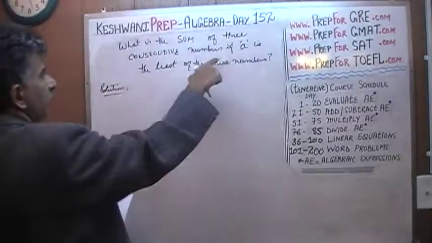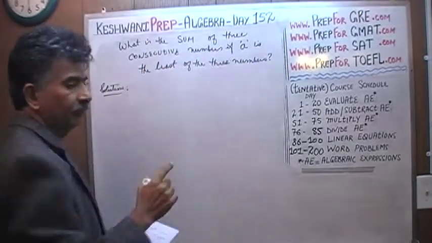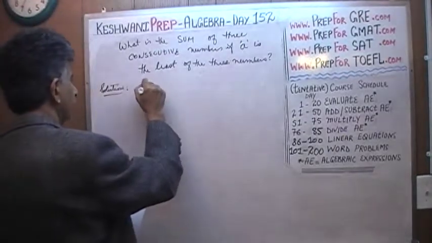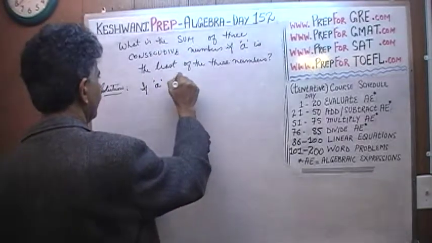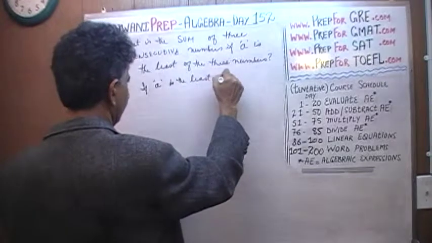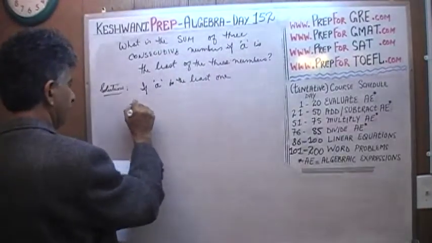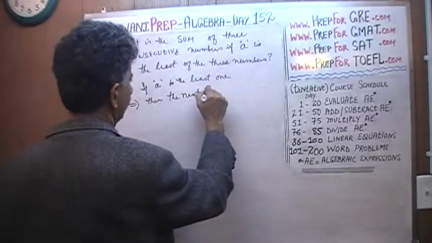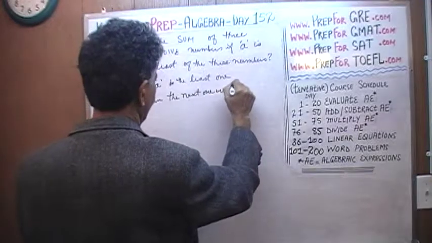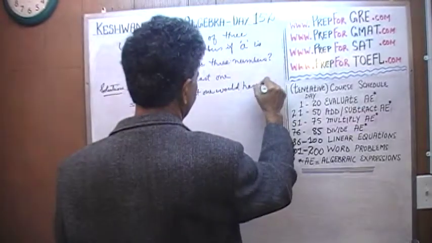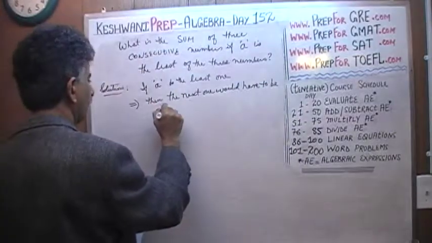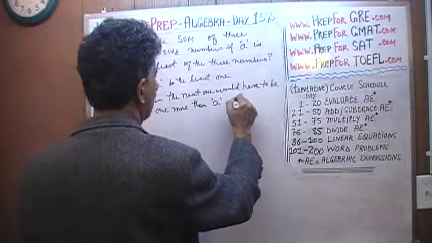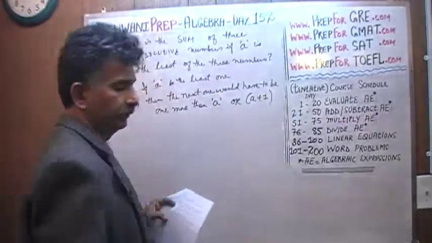Here's the solution. We are told that A is the least, and that they're consecutive numbers. Consecutive means one after the other, and there are three of them, and A is the smallest one. So if A is the least, the next one would have to be one more than A, or A plus 1. Stands to reason.